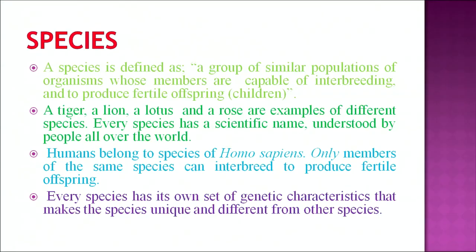Species. A species is defined as a group of similar populations of organisms whose members are capable of interbreeding to produce fertile offspring, that means children. A tiger, a lion, a lotus, and a rose are examples of different species. Every species has a specific name understood by people all over the world. Humans belong to the species Homo sapiens. Only members of the same species can interbreed to produce fertile offspring. Every species has its own set of genetic characteristics that makes the species unique and different from other species.